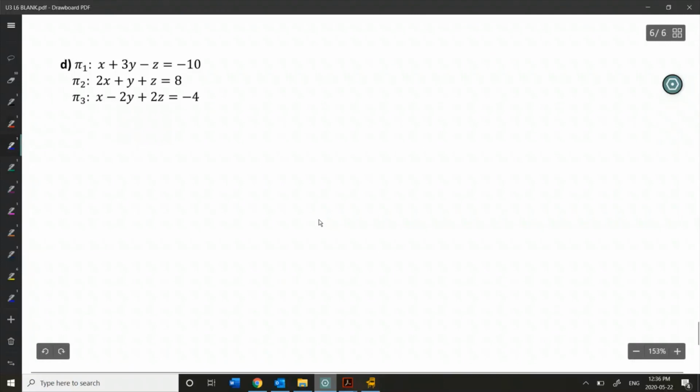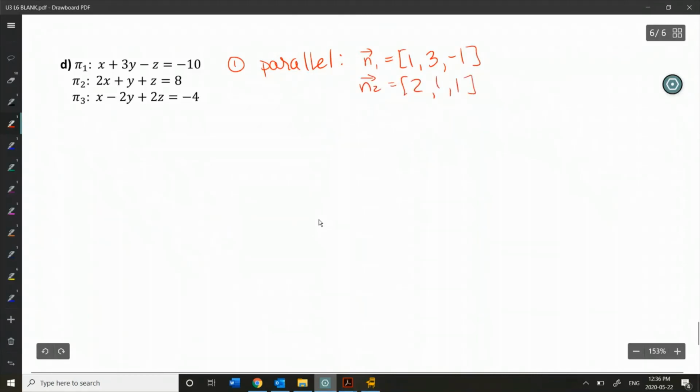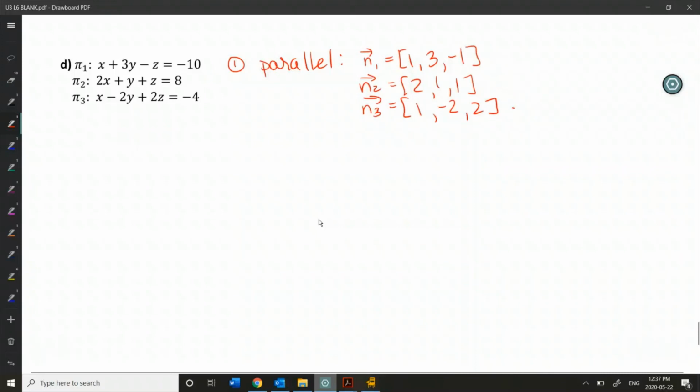Okay, and then we're going to do the same thing for our final example here. So do a parallel check. So here's our 3 normals. You can see that the first 2 are not scalar multiples of one another. And the second 2 are not scalar multiples, and 1 and 3 are also not scalar multiples. So there's no parallel planes.